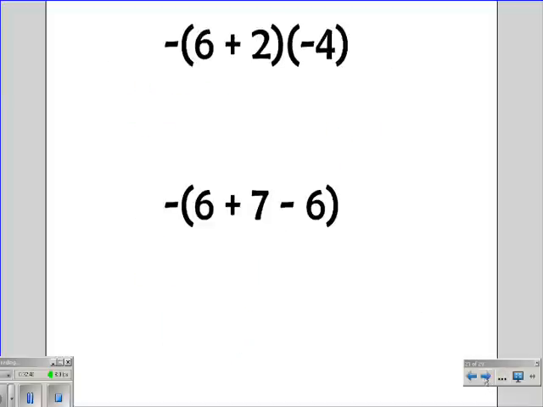A few more problems for you to practice. In fact, we only have just 2 more problems after that, so go ahead and pause the slideshow and we'll just do the next 4 problems right in a row.